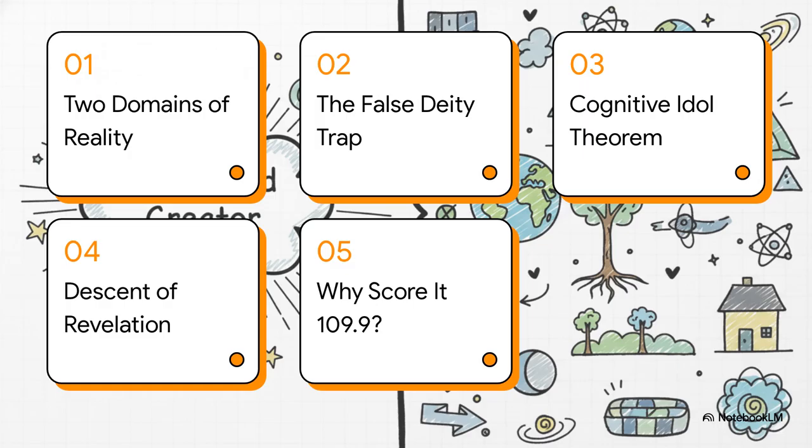Here's how we're going to break this down today. First, the two domains of reality. Second, the false deity trap. Then, the cognitive idol theorem. Fourth, the descent of revelation. And finally, why score it 109.9.